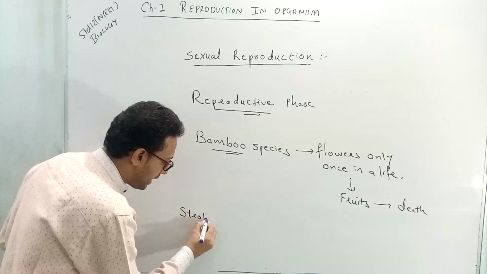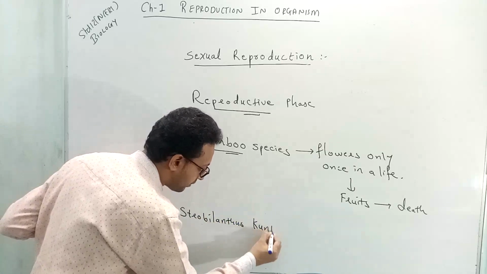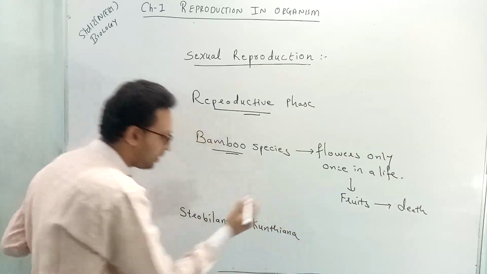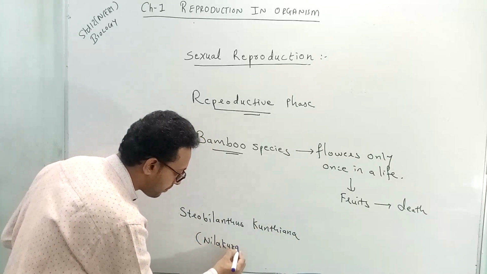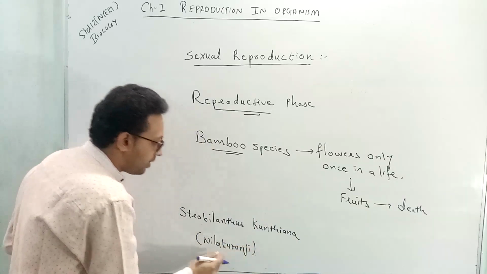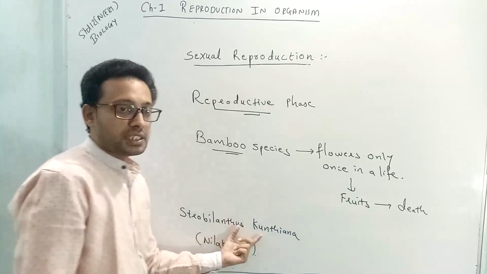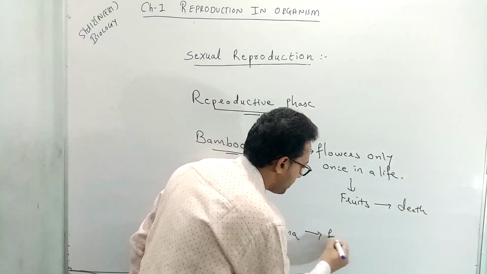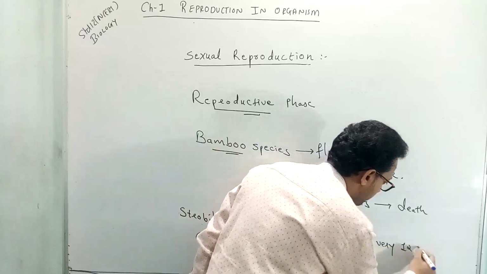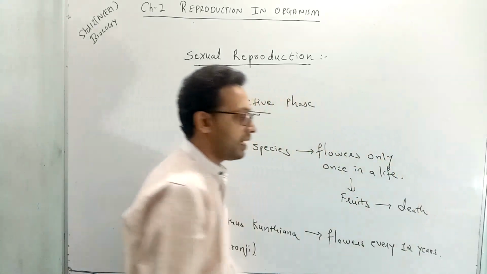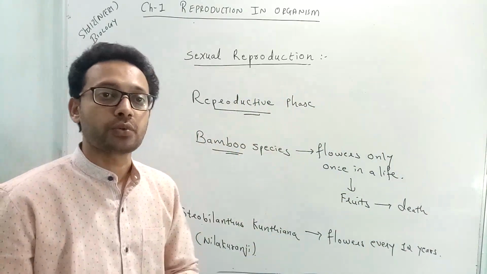Remember, Strobilanthes kunthiana, a plant which is commonly called Nilkuranji. This is the biological name for Nilkuranji, Strobilanthes kunthiana. This is a plant which flowers every 12 years. Every 12 years this flowers. So these are the examples where unusual flowering is reported.